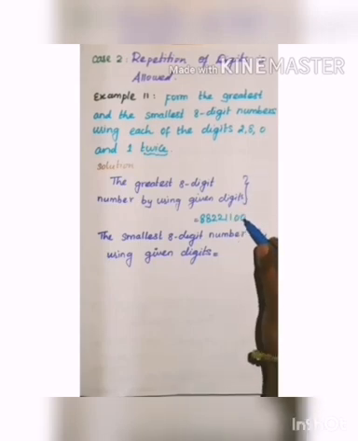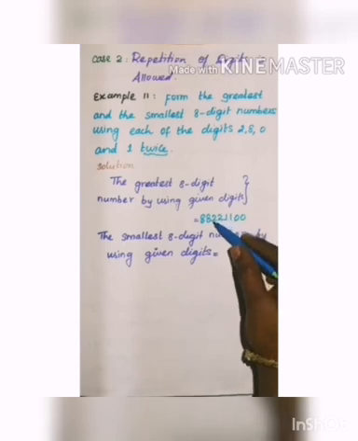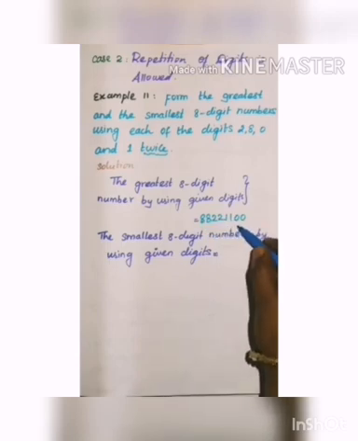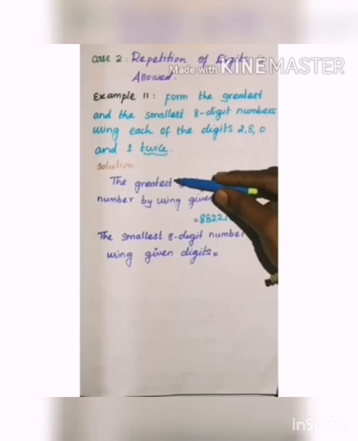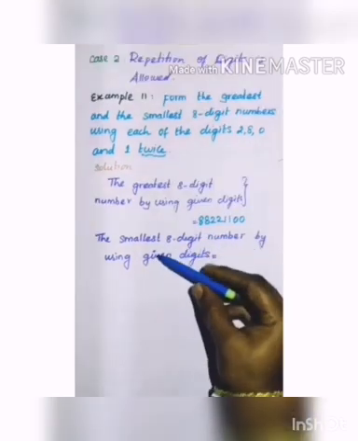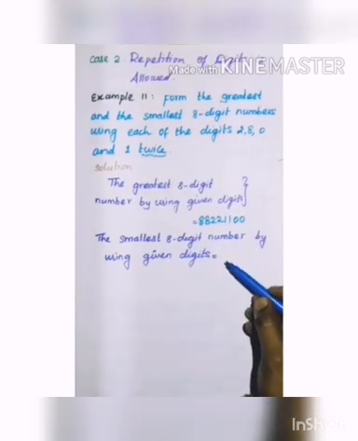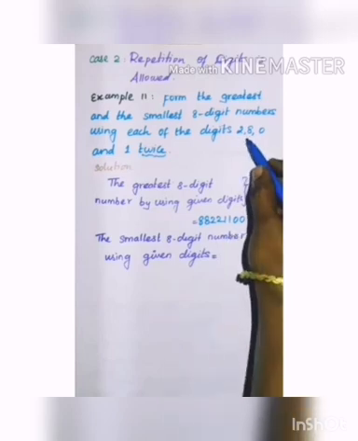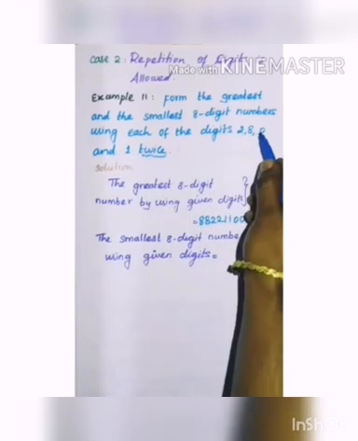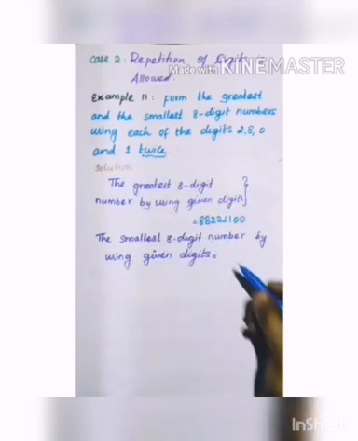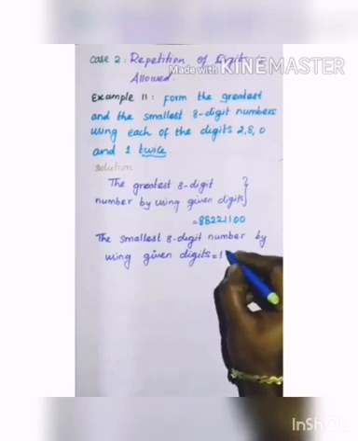Count the digits. 1, 2, 3, 4, 5, 6, 7, 8. You got the 8-digit greatest number. Next you want to make the smallest 8-digit number. For this, what is the smallest digit? Apart from 0, which is the smallest digit? 1.